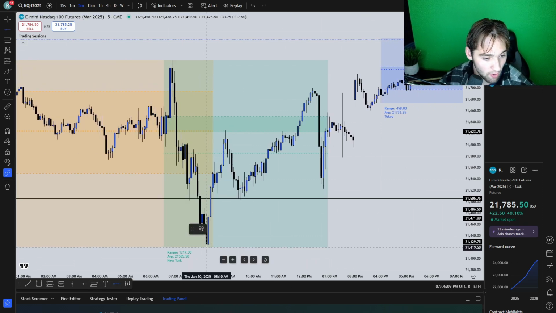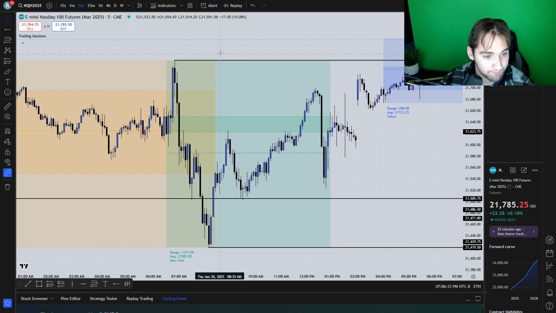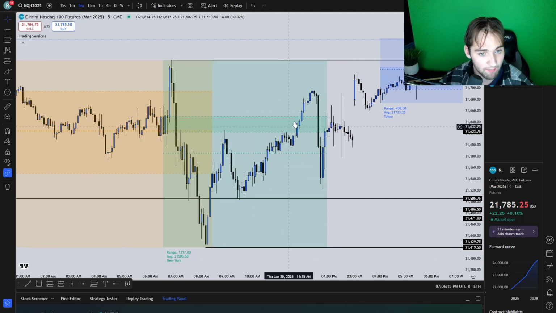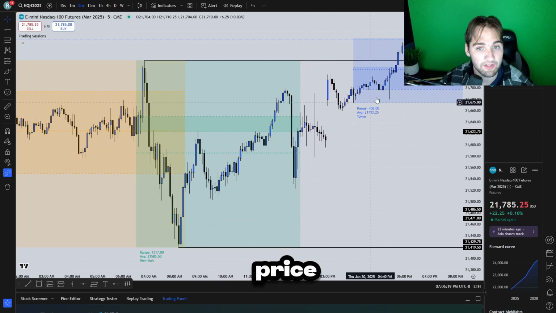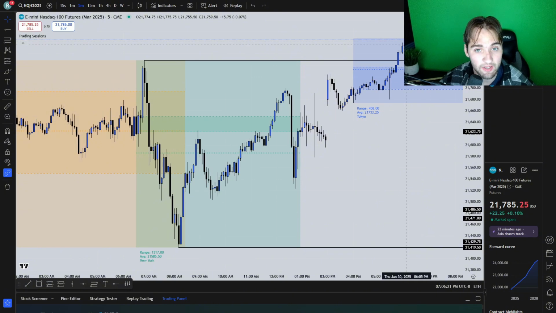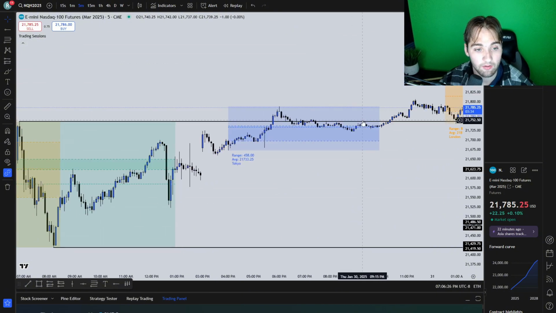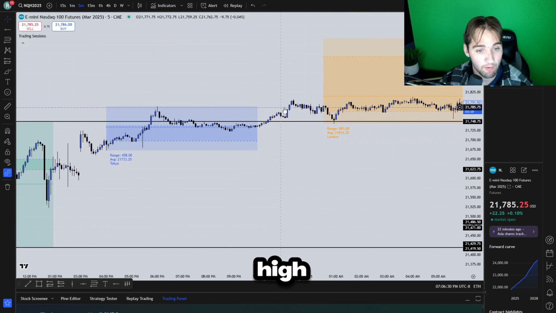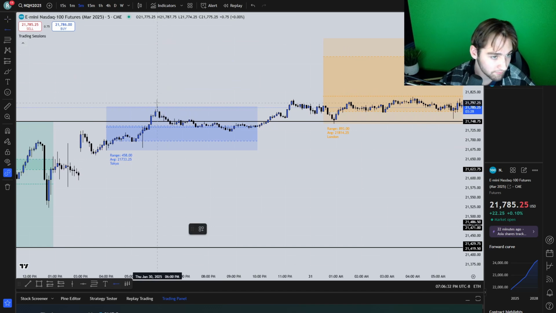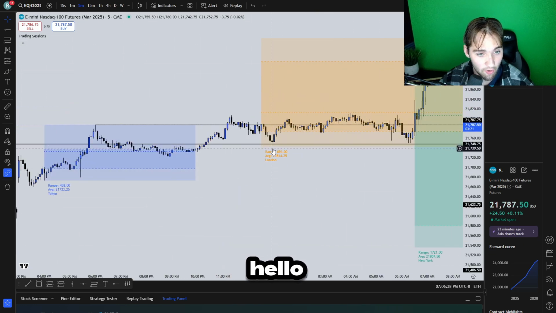We got the low of New York, and we got the high of New York right up here. So price comes up. We're waiting for price to hit it. Let me get rid of this. Price comes up, hits that liquidity, comes down into Tokyo session. After Tokyo, it hits the Tokyo high. Then comes down, London session, a low.